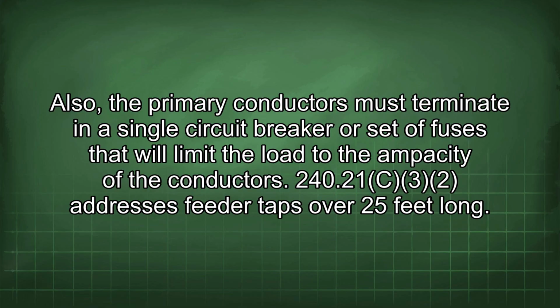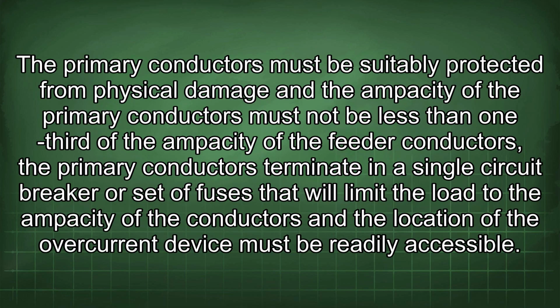240.21(C)(3) also addresses feeder taps over 25 feet long. The primary conductors must be suitably protected from physical damage, and the ampacity of the primary conductors must not be less than 1/3 of the ampacity of the feeder conductors. The primary conductors terminate in a single circuit breaker or set of fuses that will limit the load to the ampacity of the conductors, and the location of their overcurrent device must be readily accessible.